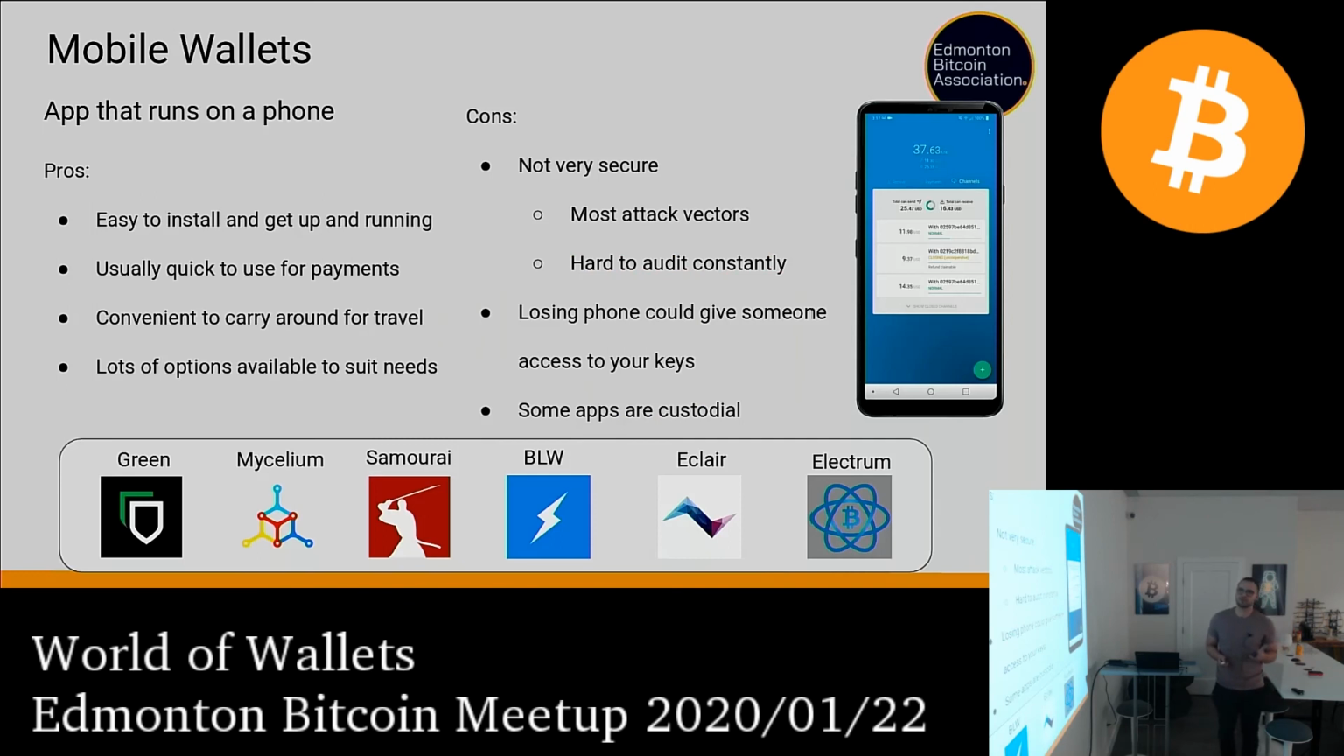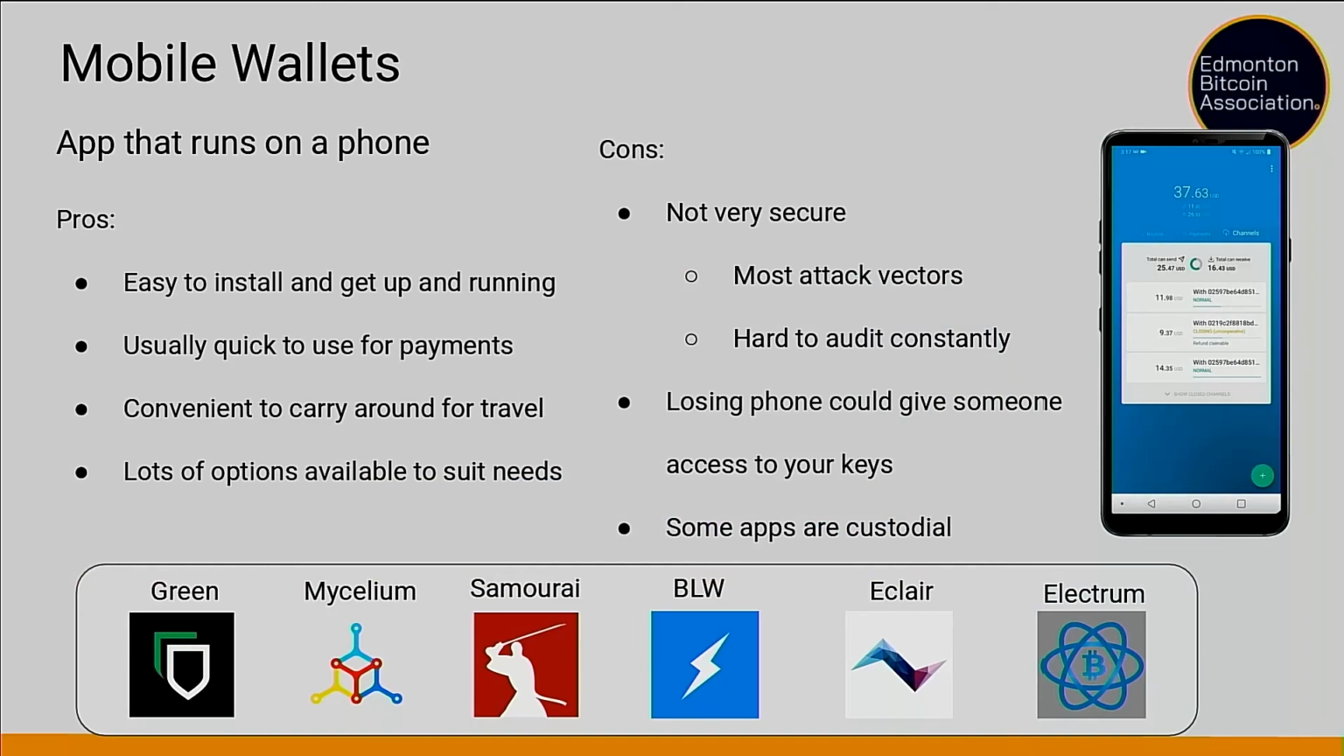So first, let's go over mobile wallets. Basically, it's just an app that runs on your phone. The pros of that, it's fairly easy to use. It's quick for payments. It's really convenient for traveling or for paying. Like if you go to the coffee shop, you just whip out your phone and scan a QR code. And there's definitely lots of options to be able to suit your needs.